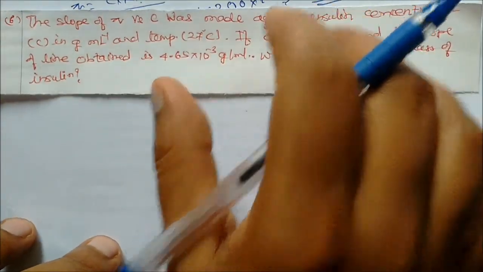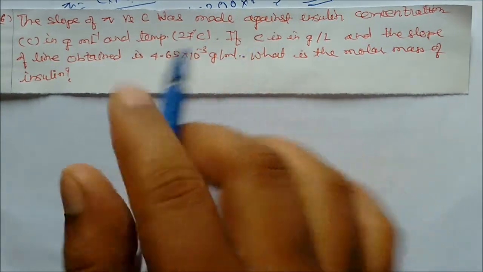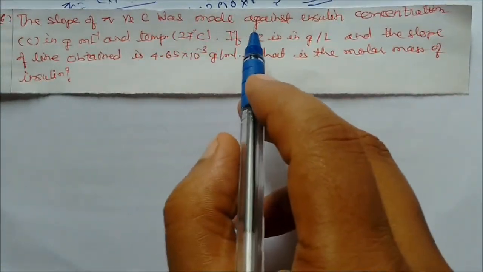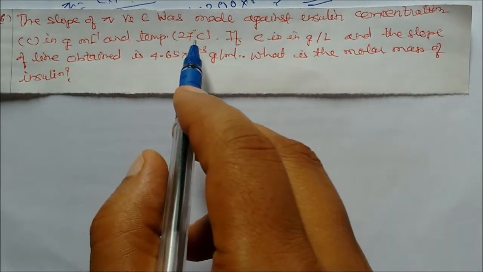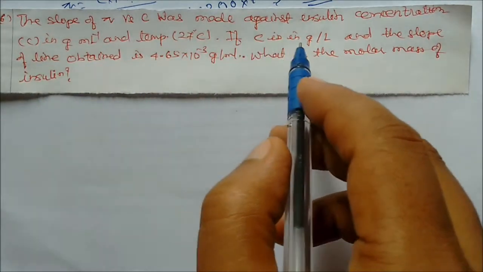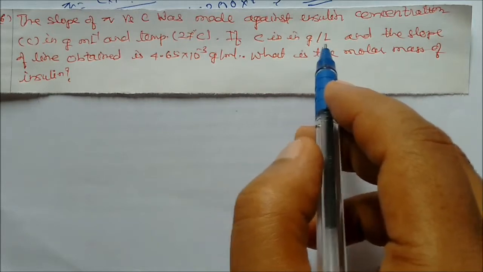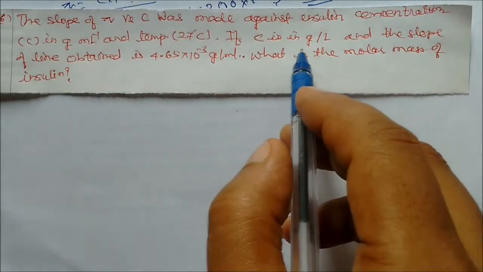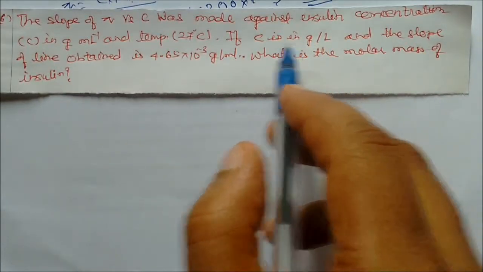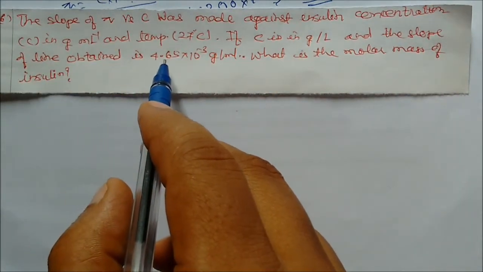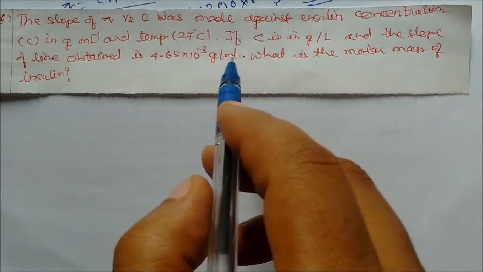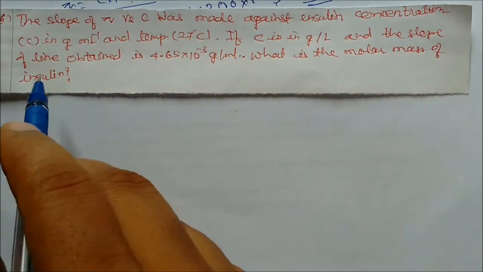So this is the question. The slope of pi versus C was made against insulin concentration C in gram per ml and temperature 27 degrees centigrade. They are asking here gram per ml, but here C is in gram per liter, so you have to take care. 2 things are given, and the slope of line obtained is 4.65 into 10 power minus 3 gram per ml. What is the molar mass of insulin?